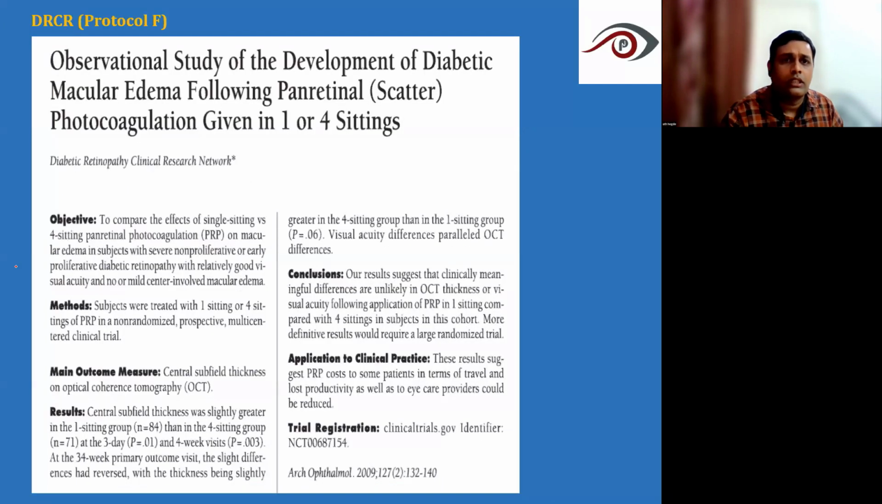The next protocol, DRCR, where they showed whether you want to do it in one sitting or four sittings, and whether if you do it in a single sitting, the macular edema will worsen or not. So they showed the macular edema is not going to worsen if you do it in one sitting also. So if the patient is having a high risk PDR or a severe NPDR, you can try to give slightly lesser burns in one sitting to decrease the chance of it getting converted into PDR.